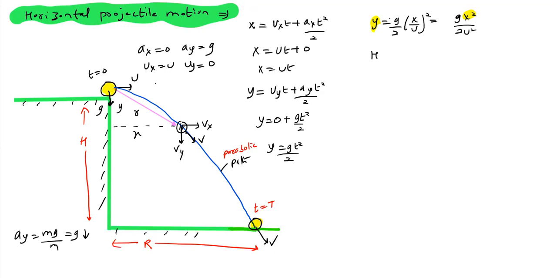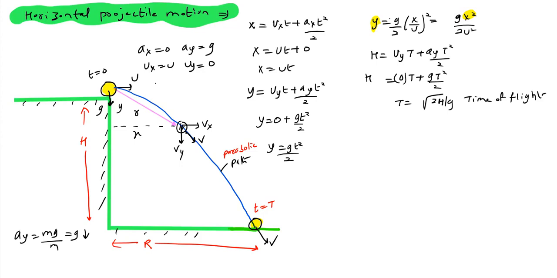So therefore, h is equal to uy t plus ay t square by 2. What is uy? uy is equal to 0. The initial velocity along the y-axis is 0. Then the acceleration along the y-axis is g, so h equals g t square by 2. So what is the time of flight? Time of flight is given by square root of 2h by g. This quantity is called the time of flight.